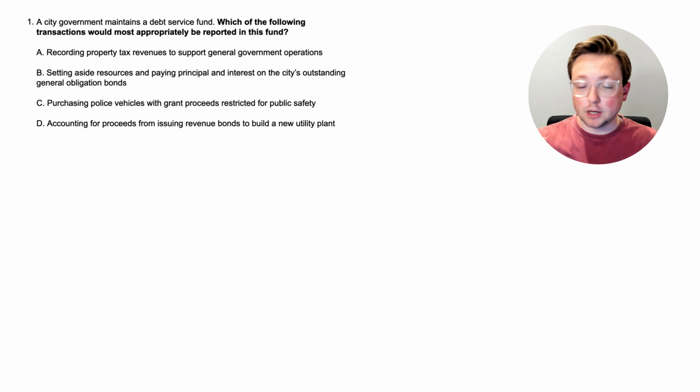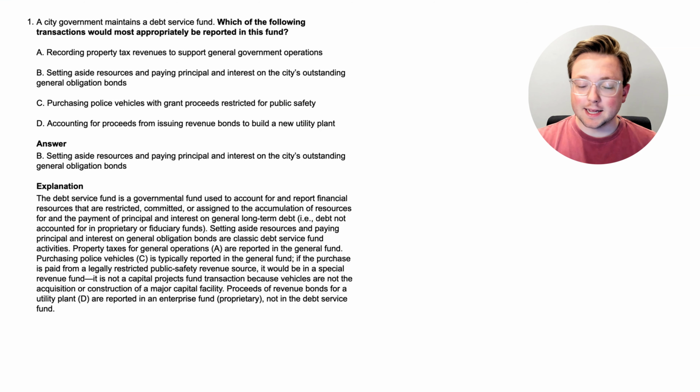Think about this, pause the video if you need to, and when you're ready, come back, we'll look at the answer together. All right, here we are. The answer is B, setting aside resources and paying principal and interest on the city's outstanding general obligation bonds. That would fall under the debt service fund. And it makes sense. It'll make sense why it would go in the debt service fund as we read through this. So let's do that.